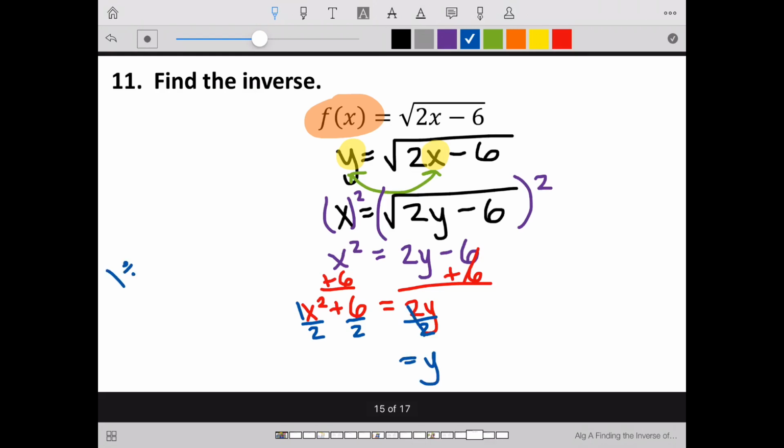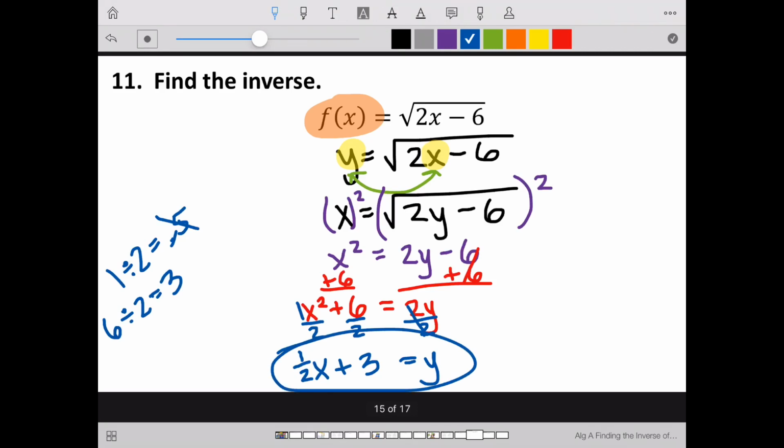1 divided by 2 makes 0.5. But we don't want decimals, so we just leave it 1/2 x. 6 divided by 2 makes 3. So we're going to put plus 3. And our inverse is complete.